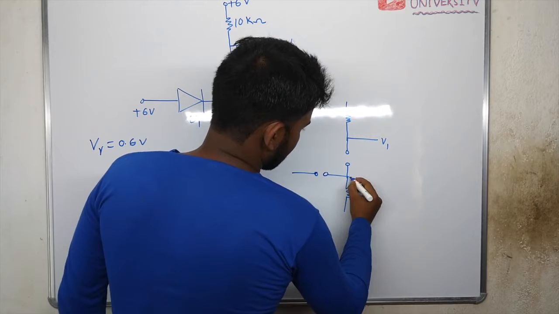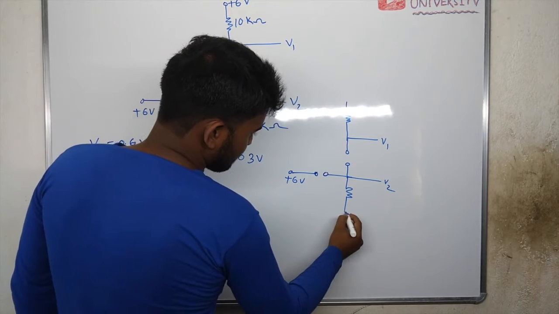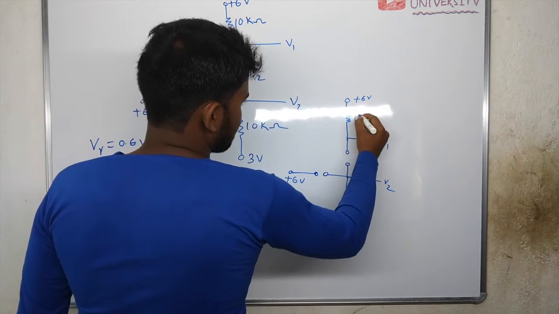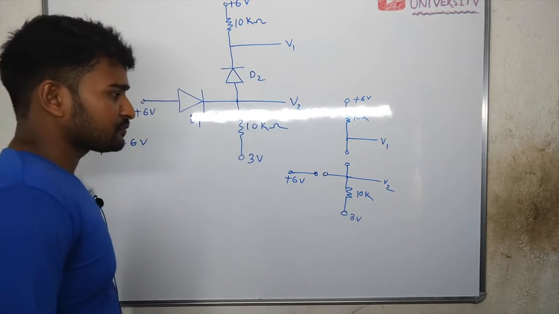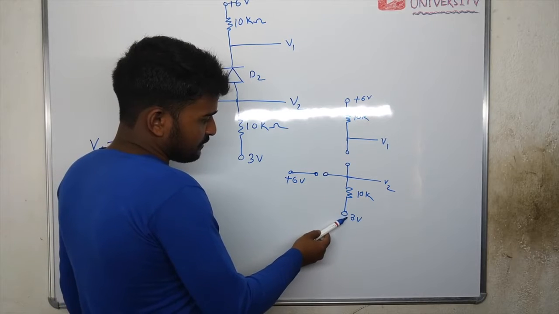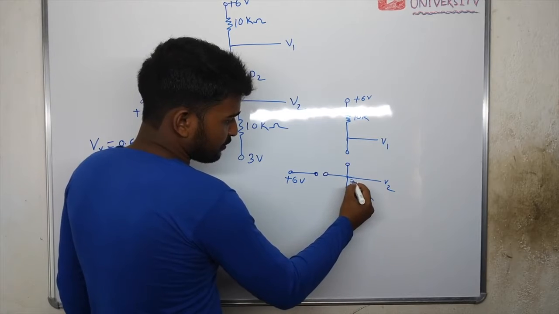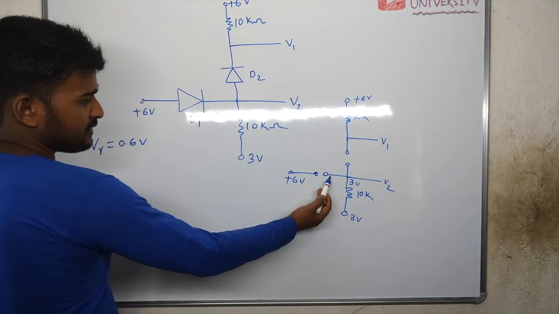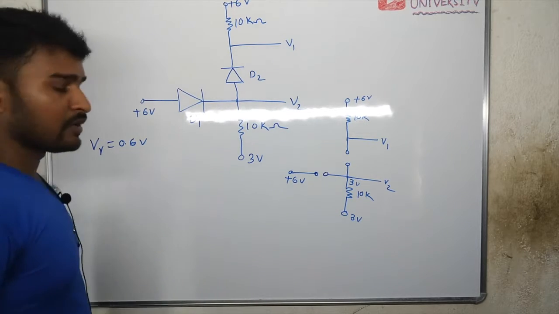This is your V1 and this is your V2. This voltage is 6 volt, this voltage is 3 volt, and this voltage is also 6 volt. This is 10 kilo and this is also 10 kilo. Now, there will be no current in this path, so the same 3 volt will be available at this node. Now see, this side voltage is 6 volt and this side voltage is 3 volt. So D1 will be forward biased.